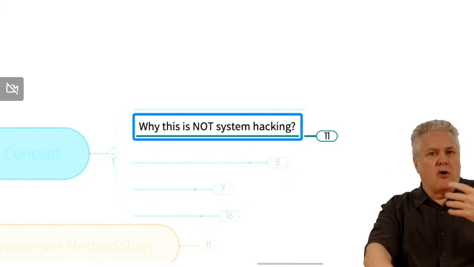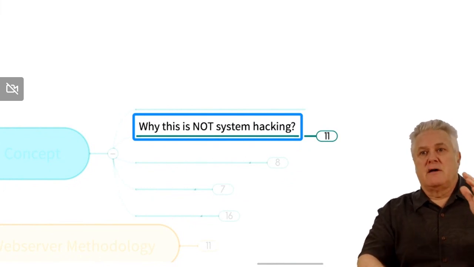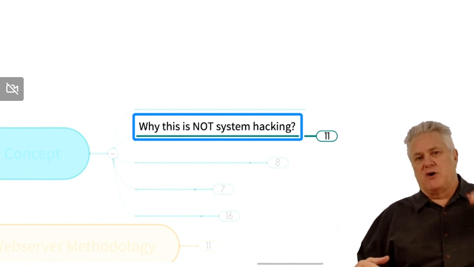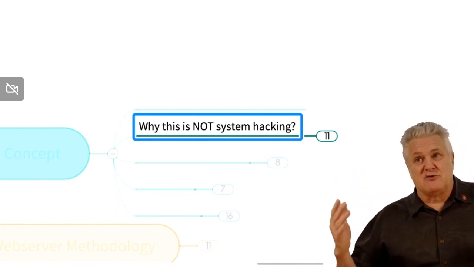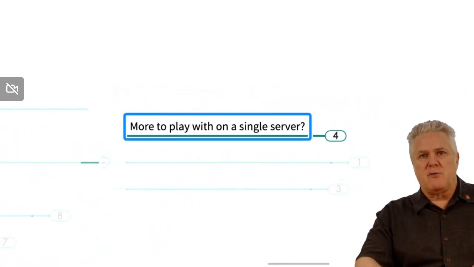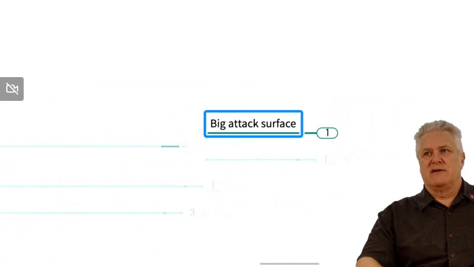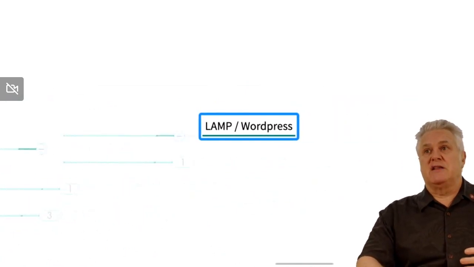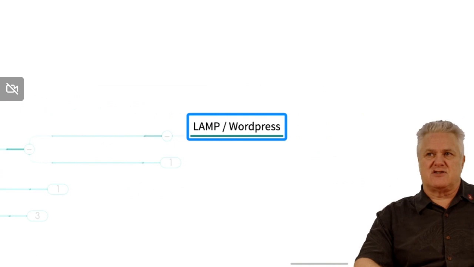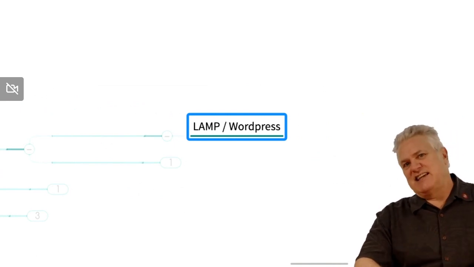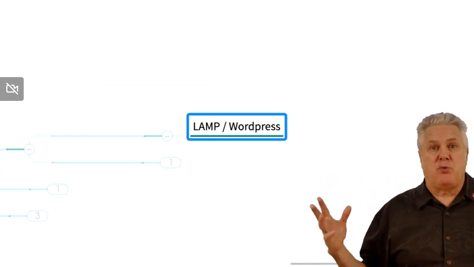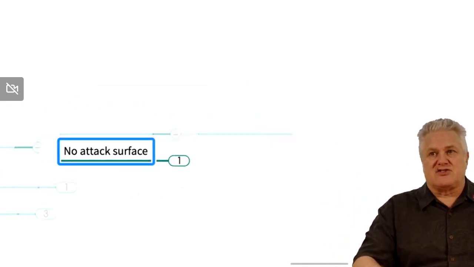Normally you would ask, well, why isn't this system hacking? I asked you previously, what does a normal server look like? And the response was one IP address, one or two ports, a single service. You can't do that for most web services because there's more to play with on a single server, and it's always different. Usually, a big attack surface would be Linux, Apache, MySQL, PHP, and then WordPress as a content management system on top. So that would be the LAMP CMS, which is the most parts you can have as an example of a big attack surface.